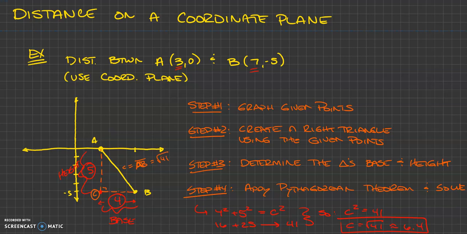But as I said in the previous video, and as we have been doing in class, we will approximate a decimal value to the nearest tenth. And approximately that is going to be 6.4.